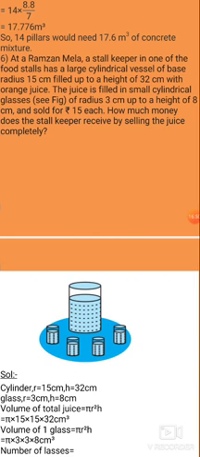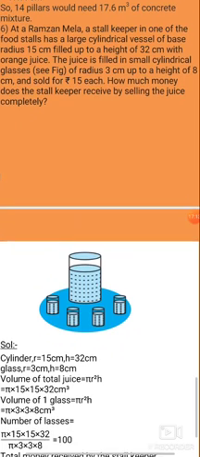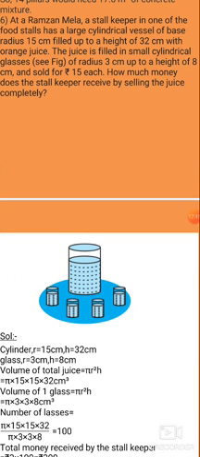Now volume of the one glass. Glass is also the shape of the cylinder. What is the equation? Pi r square h. So pi 22 by 7 into radius, what? 3 into 3 into 8. Now we need to find out what? Number of glasses. So volume of the total juice in the cylindrical vessel divided by volume of one glass, which is equal to pi into 15 into 15 into 32 by pi into 3 into 3 into 8.